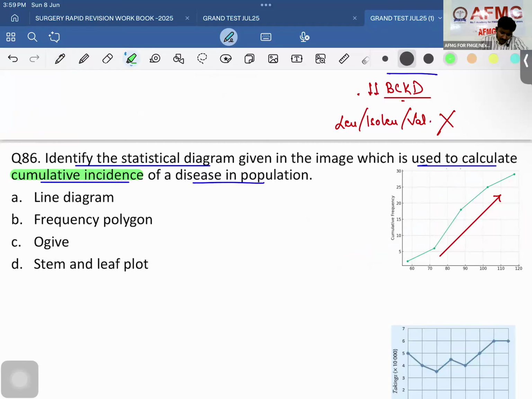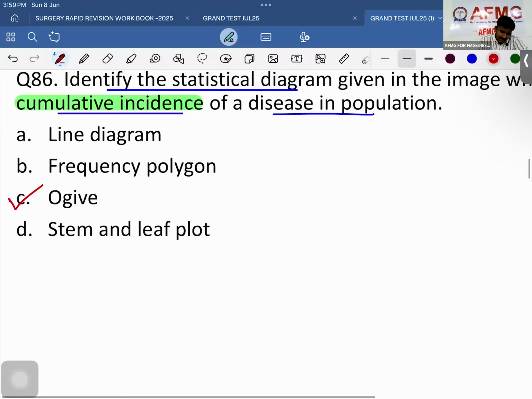We are then calculating a cumulative incidence. मतलब, we are adding up the new cases every year, beta. In the previous cases, we are adding up new cases. Last year 2000 थे, इस साल 3000 है. So we will plot the next point at 5000. ठीक है? तो मतलब हर साल नए cases add करते रहो बेटा. So the graph will keep on rising only. It will never come down. And this statistical diagram is known as option C, Ogive beta.